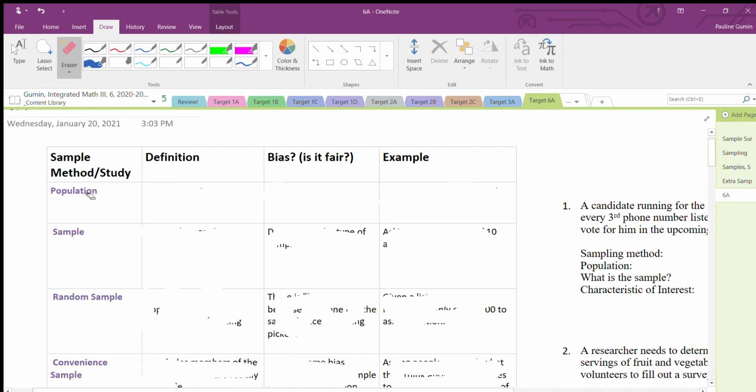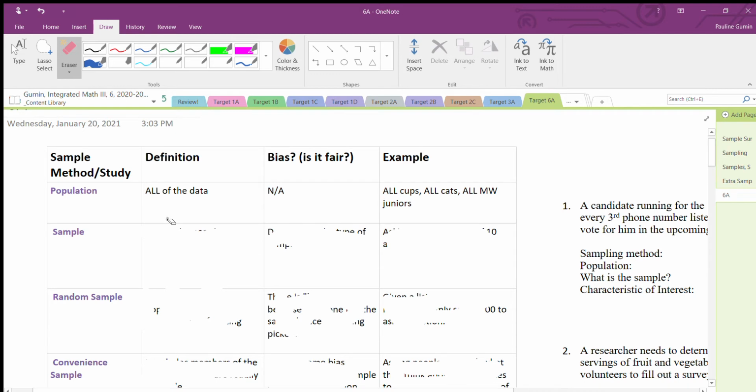The first word that we learned was population. A population is all of the data. Now, it's not necessarily people, it's just whatever data that we're looking at. Is there bias to it? It's not really applicable until the sample is taken and the study is conducted. For example, we have all the cups, that would be the population, all cats, all Morton West Juniors. So it includes the word all.